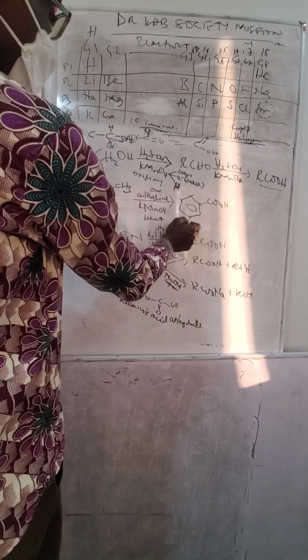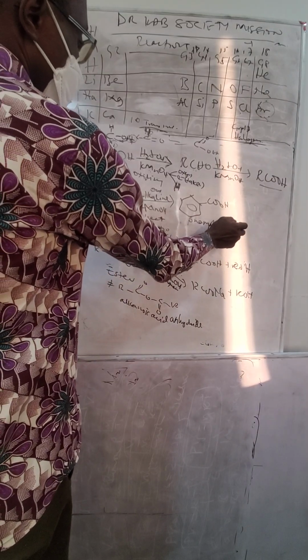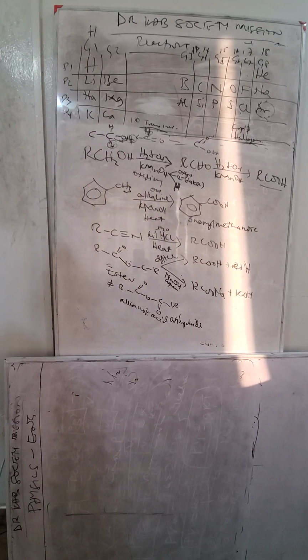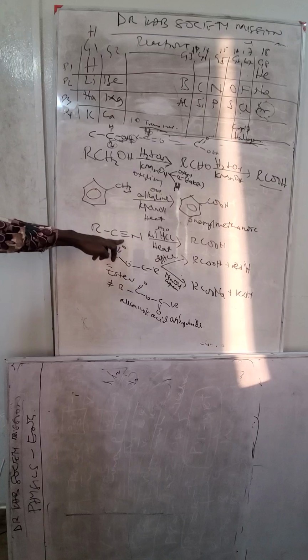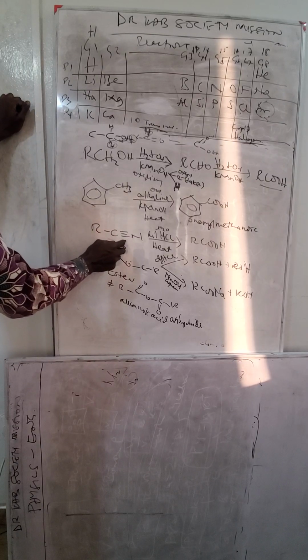Right. So that is the phenol, methanoic acid. Okay, good. So if we come here, remember this week is carbon relatively weak.